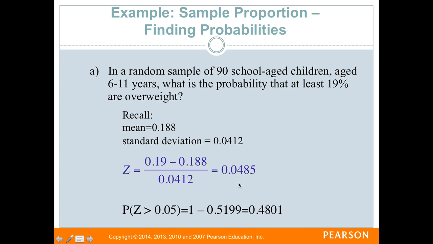Now if you try to look up 0.0485 on the table, it only goes to 2 decimal places, so you're going to have to look at 0.05. And you'll find a value of 0.5199, and you have to do 1 minus that value, so you get 48.01%. So basically there's almost a 50% chance of finding at least 19% of school-age children being overweight in a sample of 90.